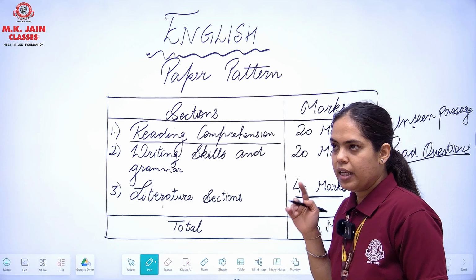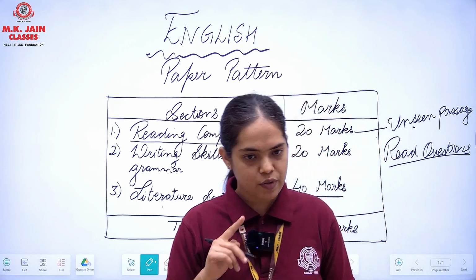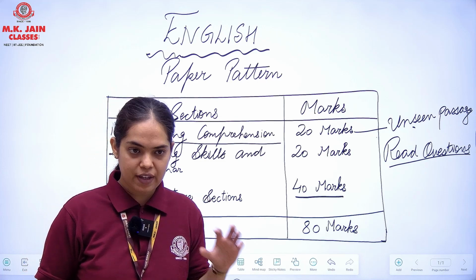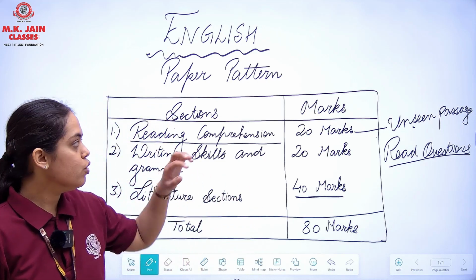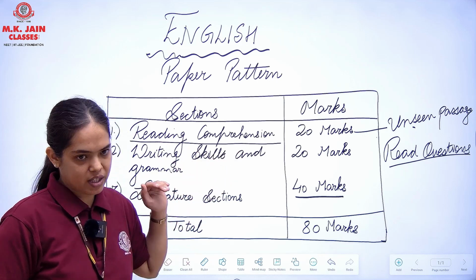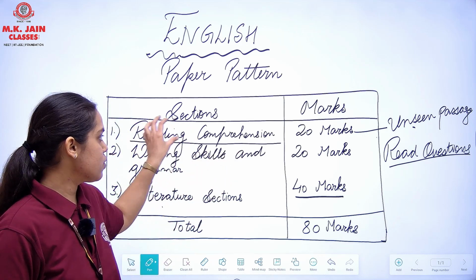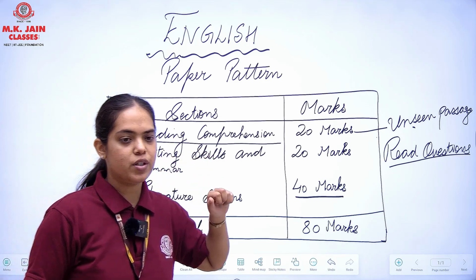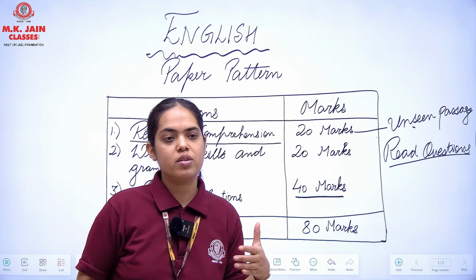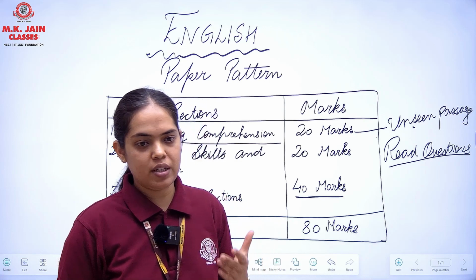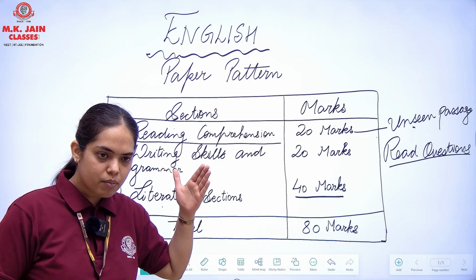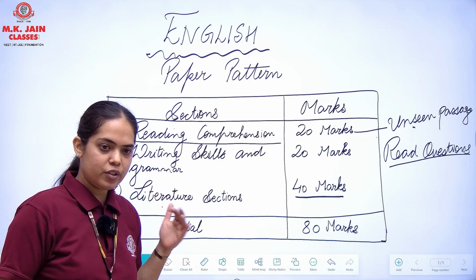Initially, you will be given 15 minutes of reading time. Use that 15 minutes very effectively and try to read and solve the unseen passage so that you have time later for all the other questions as well. So this was all about your reading comprehension: first read the questions and then solve the unseen passage, and utilize the 15 minutes of reading time in reading the unseen passage itself, so that you are done with it and have time for the other questions.